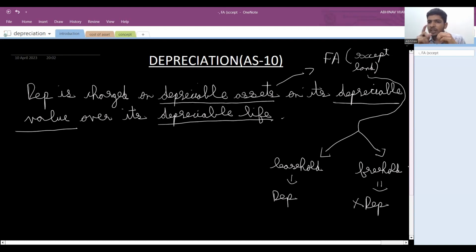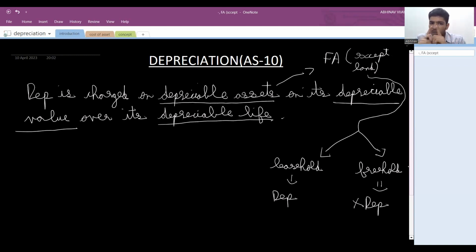So, when I say fixed asset is a depreciable asset except for land, if they just mention land, you say that we can't charge depreciation on it. But if they mention leasehold land, then you have to charge depreciation on a leasehold land. But freehold land, you do not. Usually, if they just mention land, you mention that we can't charge depreciation on it because it's assumed that it's a freehold land.